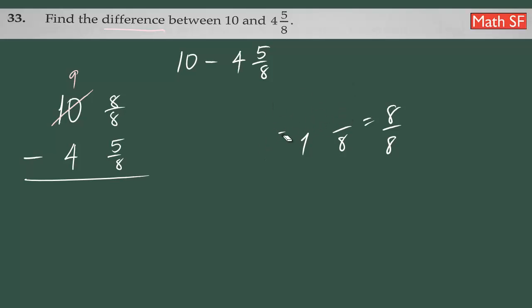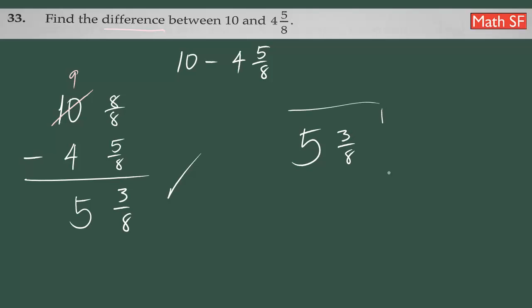At this stage, you're supposed to know this. So let's just perform the operation. 8 minus 5 is 3, 3/8. 9 minus 4 is 5. Therefore, this is our final solution. Yes, because 3/8 is in its simplest form. Therefore, the difference will be 5 and 3/8.